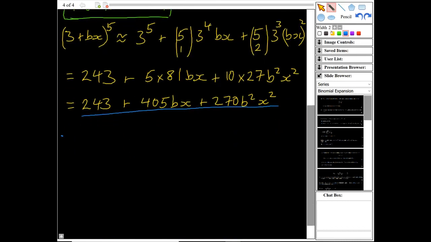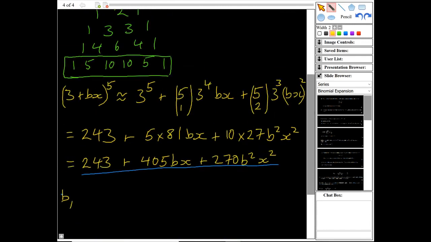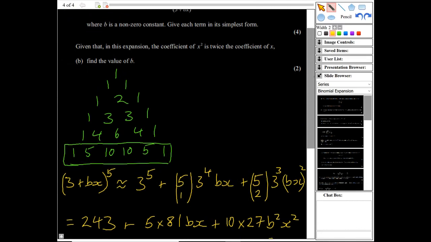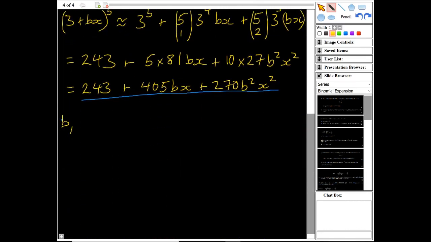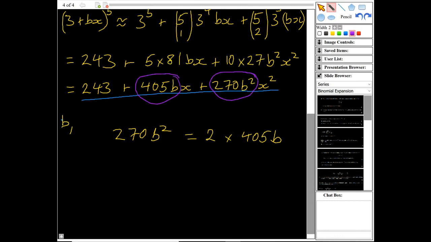So for part B, it said the coefficient of x squared is twice the coefficient of x. So the coefficient of x squared is going to be 270b squared, and that has to be twice the coefficient of x. Coefficient of x is going to be 405b. So that's going to equal 2 lots of 405b. So my coefficient of x squared is this number here, and my coefficient of x is this number here. And it said the coefficient of x squared has to be twice the coefficient of x. So that's how I've got here: 270b squared is 2 times 405b.